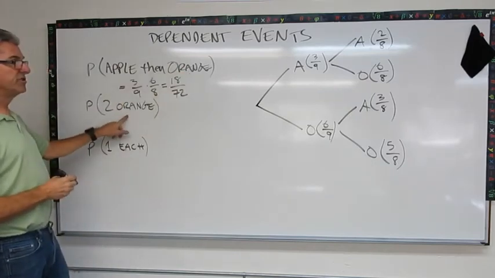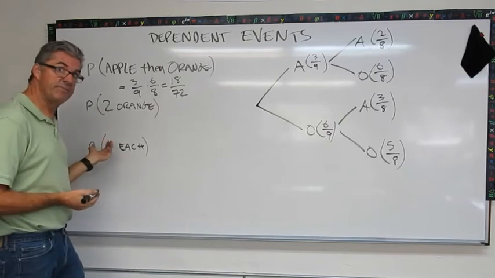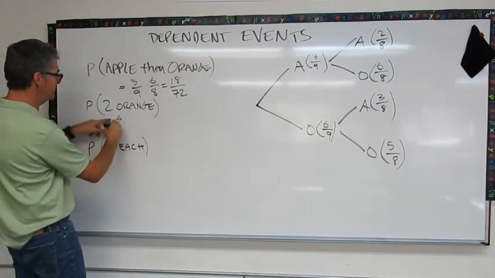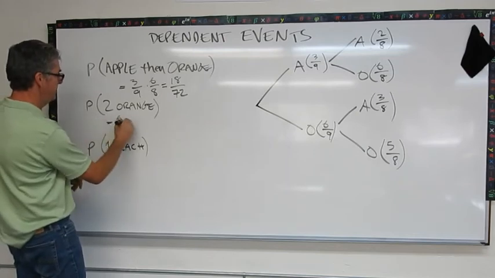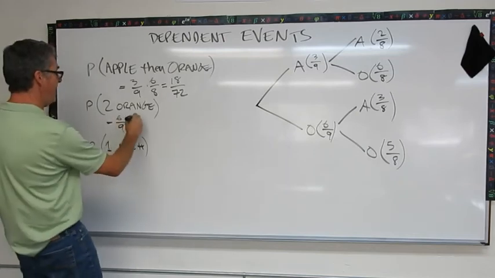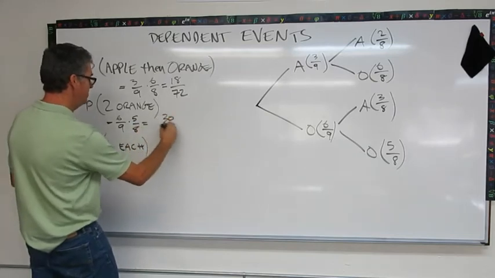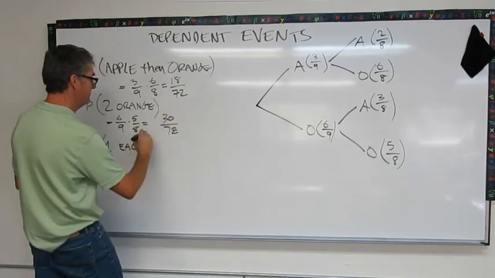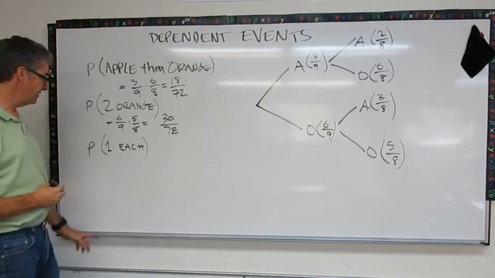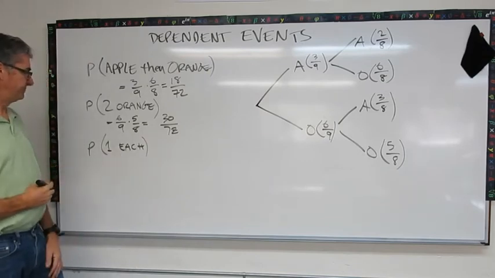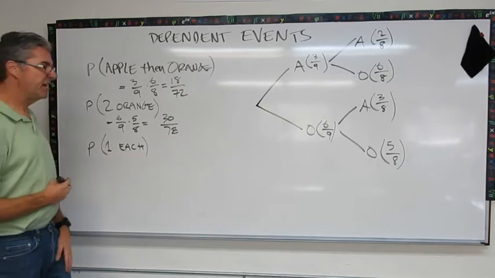Now, 2 oranges. Pause the video, see if you can do that one. Okay, let's see how you did. First orange is 6 over 9. Second orange is 5 over 8. So this is going to be 30 over 72. Okay? How about this one? Probability of 1 each. Okay, let's see how you did.